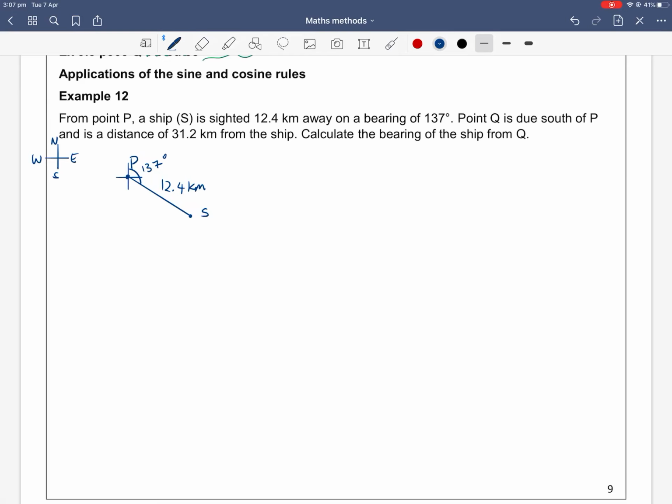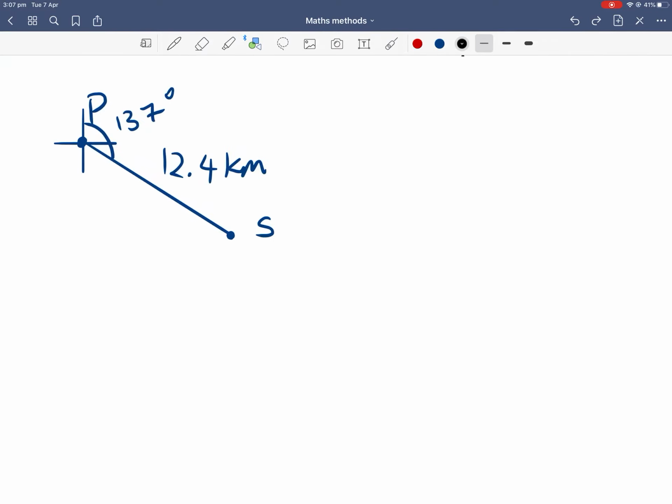Okay, what else do we know? We have a point Q that is due south of P and is a distance of 31.2 kilometers from the ship. So if we drew a straight line down from P to Q, again, make sure you're using a ruler, draw those beautiful straight lines. Let me zoom in and do this.